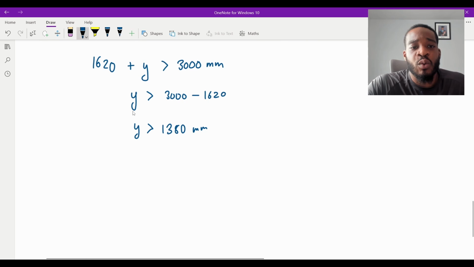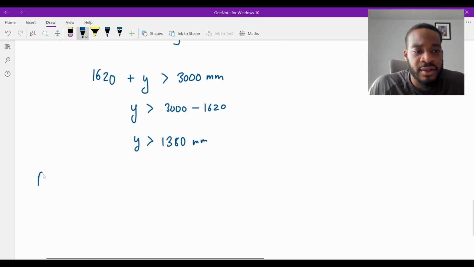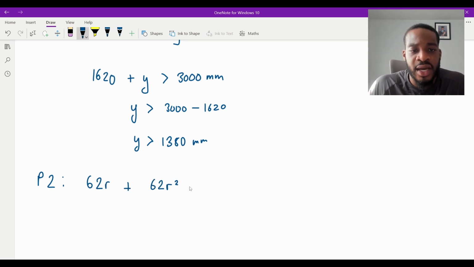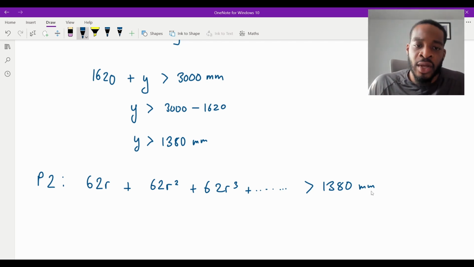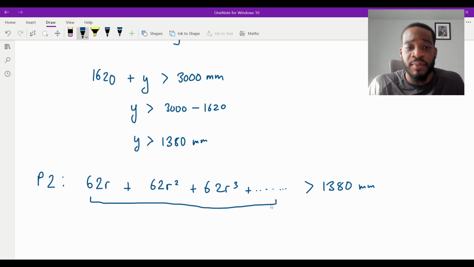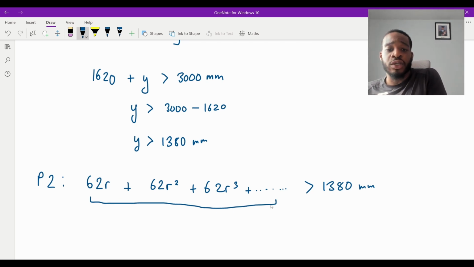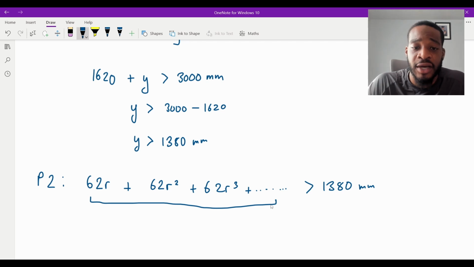So what we're actually saying here is that what we need, I write phase 2 again, P2 for short. We need 62R, that's the first hit, and then 62R squared, and then 62R cubed, and so on. And we want this to exceed 1,380 millimeters, because that way it will exceed 3,000 millimeters in total. Now, what is this? Well, this is just going to be the total distance, right? And it's going to be the sum of our geometric sequence, isn't it?